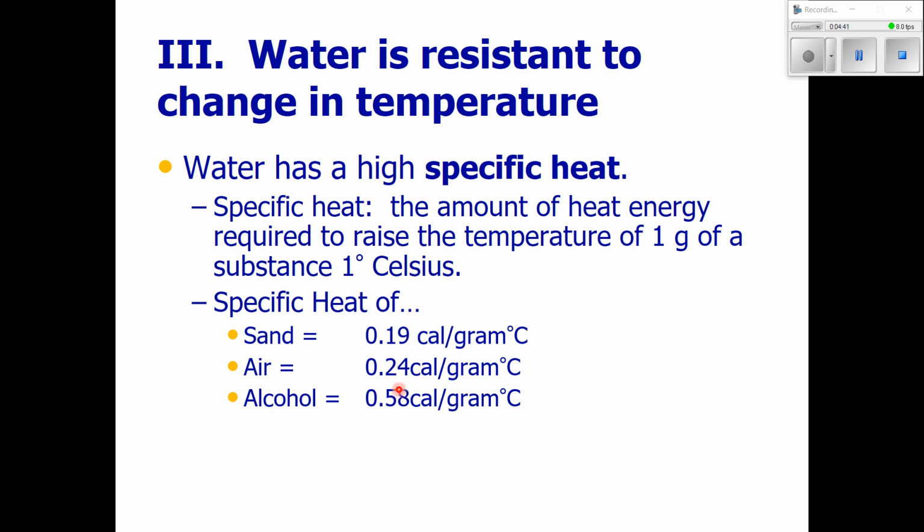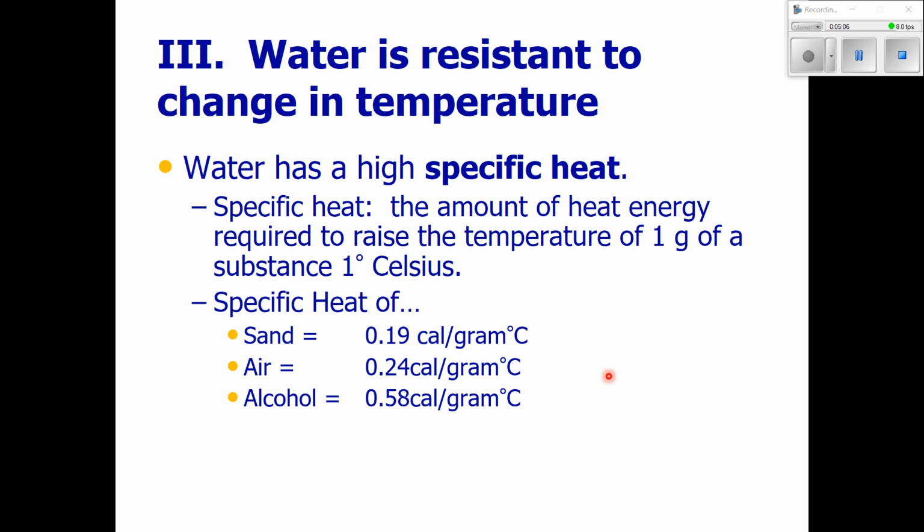So just to put this in context, the specific heat of alcohol is roughly 3 times greater than sand. What does that mean? It means alcohol is going to heat up slower than sand. The lower the specific heat, the faster the substance will heat up.